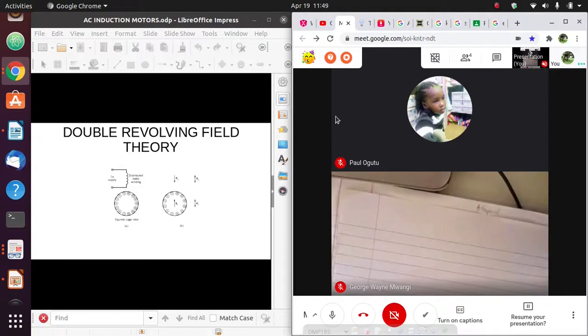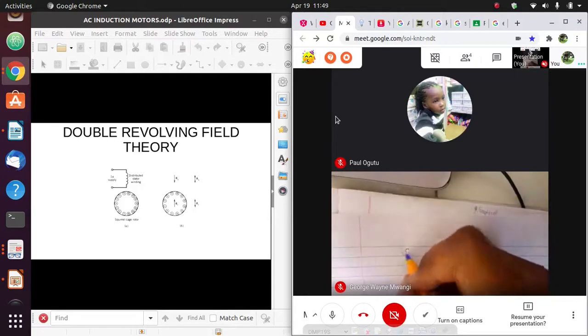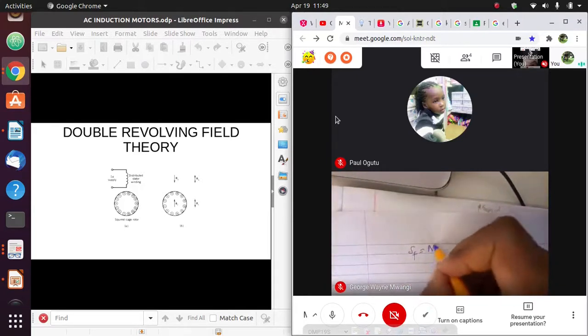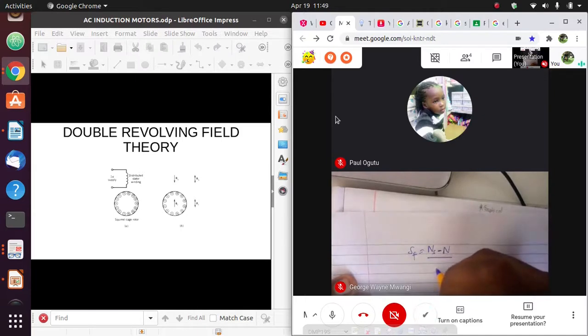Now, assuming that the rotor is rotating in the forward direction, the slip in the forward direction will be given by Ns, the speed of the rotating field produced by the single phase supply in the stator, minus the rotor speed N, divided by the synchronous speed Ns. This can just be indicated by S. The slip of forward. If the motor is rotating in the forward direction, the slip will be given by (Ns minus N) over Ns.